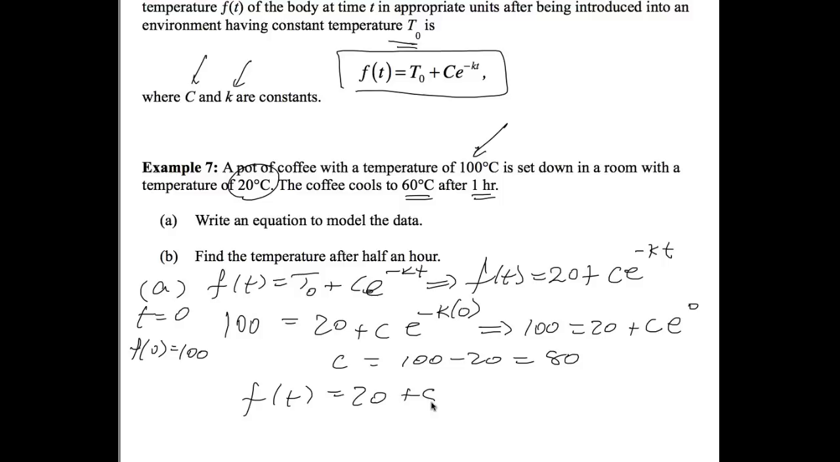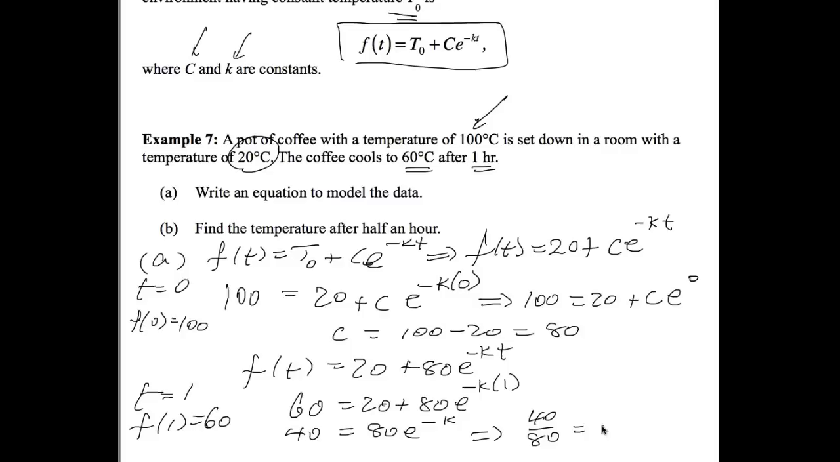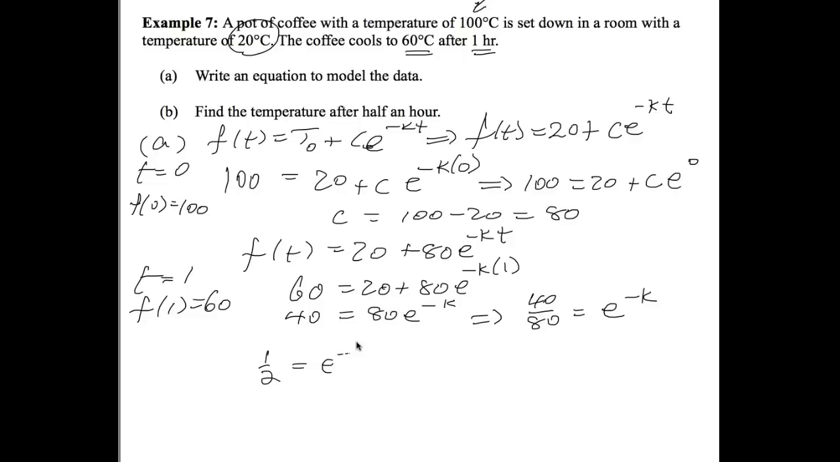Now we need to find k. After 1 hour, when t is equal to 1, we have that f of 1 is equal to 60. So 60 equals 20 plus 80 e to the negative k times 1. I subtract 20 and get 40 equals 80 e to the negative k, which implies that 40 over 80, which is a half, is equal to e to the negative k.